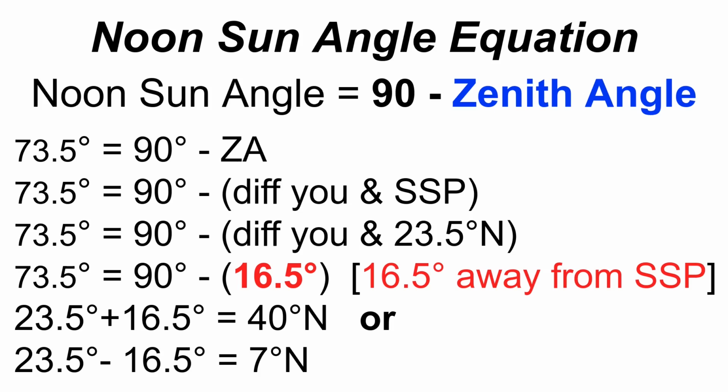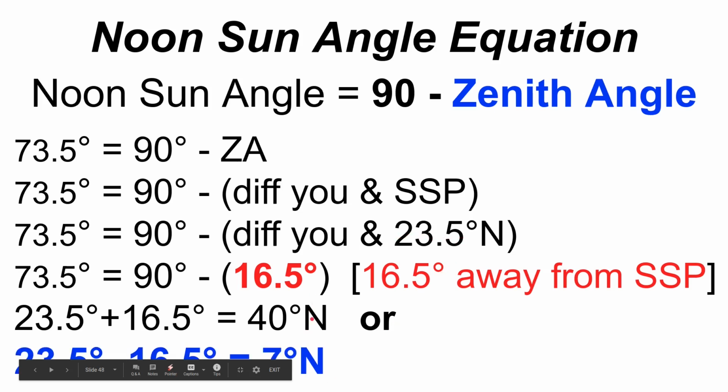However, as I stated in the setup, the sun is over the northern horizon. So if we were at 40 degrees north, that's north of the subsolar point. So we'd be looking at the southern horizon. If we were at 7 degrees north, that's south of the subsolar point. So we'd be looking north. So the only answer that works is 7 degrees north, because we know the subsolar point is 23.5 degrees north. That's farther north. 23.5 is farther north than 7 north. So that's the only location that is valid for this question.